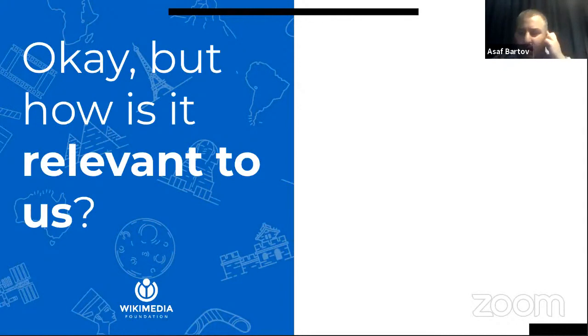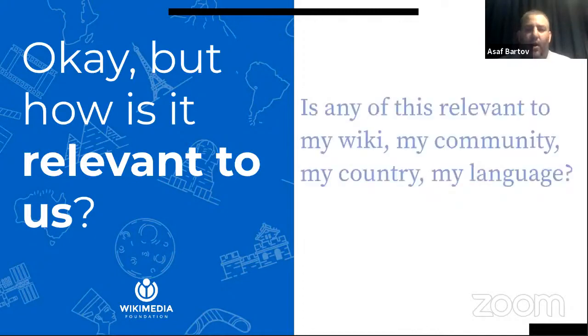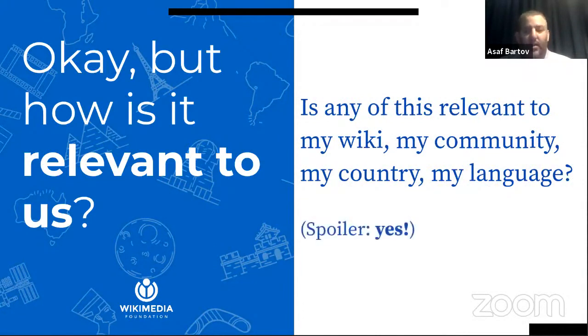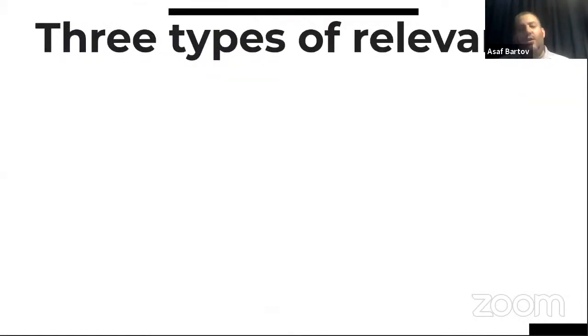And now I want to answer the question that some of you may have, which is, all right, this is all well and good, but how is it relevant to us? How is it relevant to me in the Lithuanian community or the Greek community or the Turkish community or the Macedonian, North Macedonian community? And I want to offer you an answer to that. Is it relevant to your wiki, your language, your country? Spoiler, yes, it is relevant. And I want to suggest to you that there are in fact three types of relevance that all this has to your work, your country, your wiki.